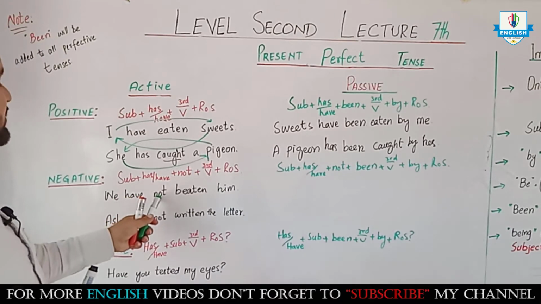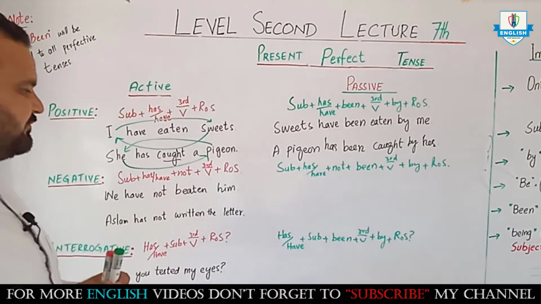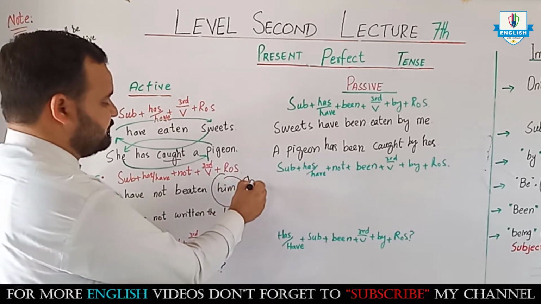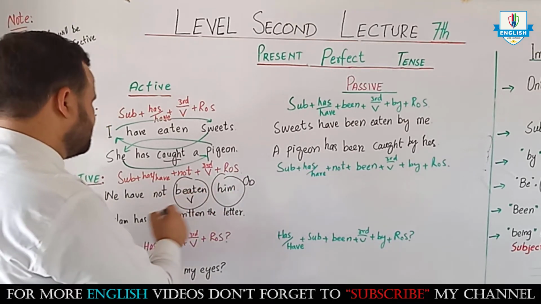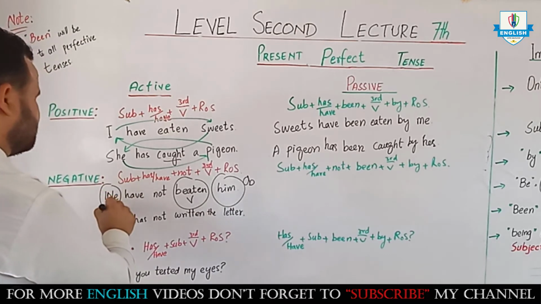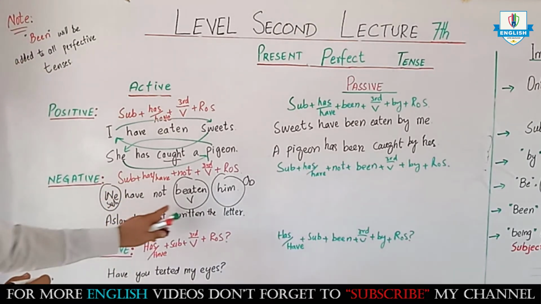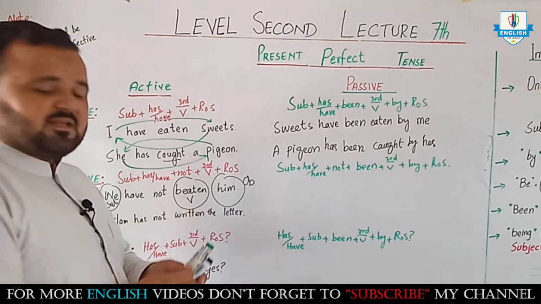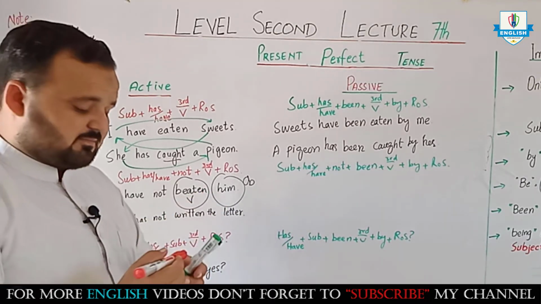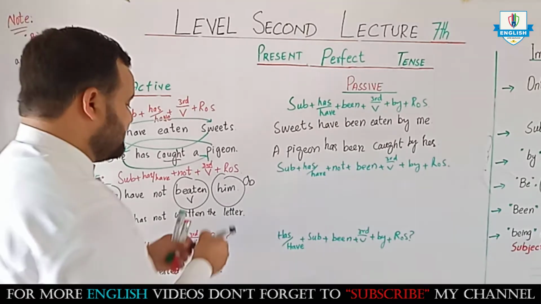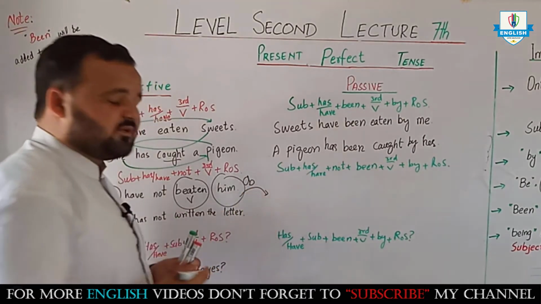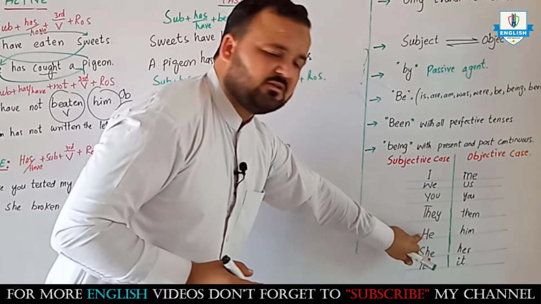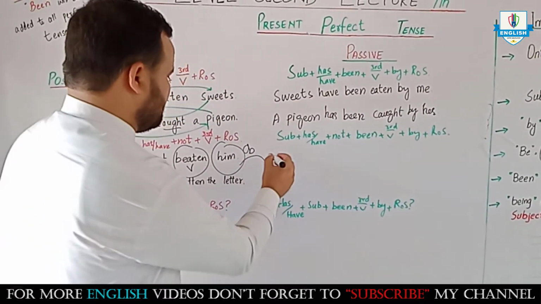We have not beaten him. In place, this is object, this is verb, and this is subject. Subject, verb, and object. So object will be the place of subject. Subject की जगह हम लगाएंगे, तो इसी वजह से ये the objective case, the subjective case of him is he. Got it? He.